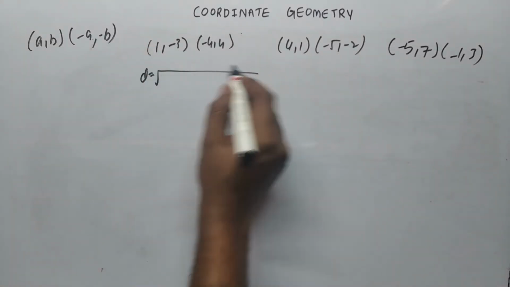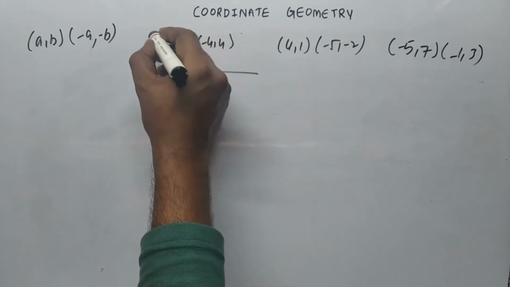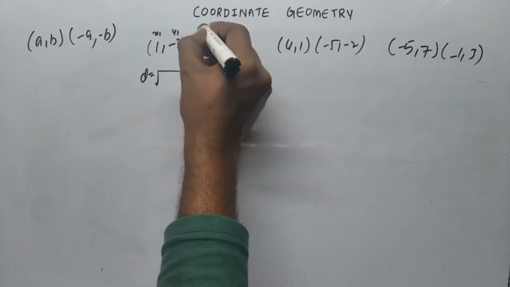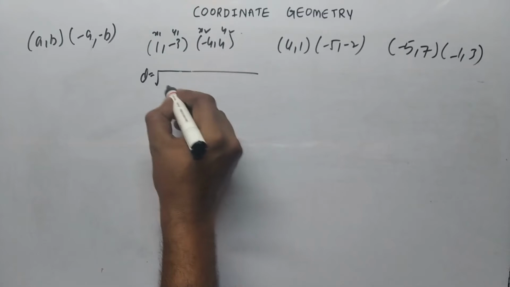So we know the distance, this is x1, y1, x2, y2. You just write the points, this is x1, y1, x2, y2.